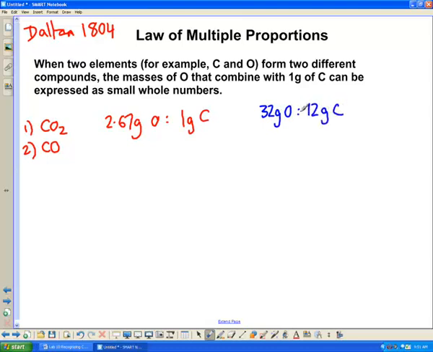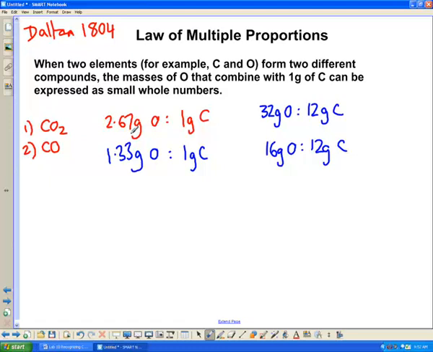And 32 divided by 12 gives us 2.67. Now in carbon monoxide, we don't have 32 grams of oxygen, we only have one atom of oxygen, so therefore it's 16 grams of oxygen to 12 grams of carbon. Notice the number of grams of carbon stays the same because the number of atoms of carbon stays the same. If we divide through by 12, we get 1 gram of carbon, and 16 divided by 12 gives us an answer of 1.33 grams of oxygen.